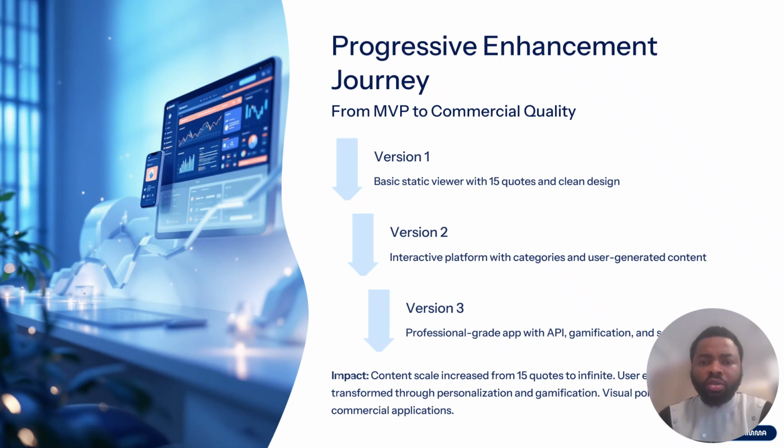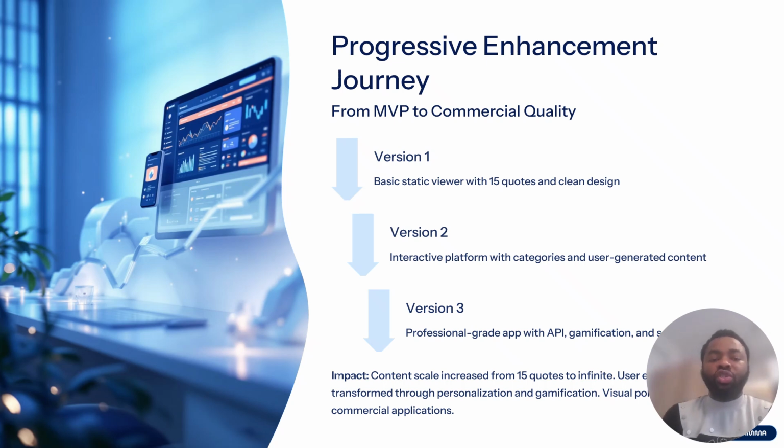Now let's talk about the progressive enhancement journey from MVP to commercial quality. Because there were three apps, there were three web pages that were built. We have version 1, which talks about the basic static viewer with only 15 codes and a clean design. You don't need to do anything, just 15 codes because it is limited.